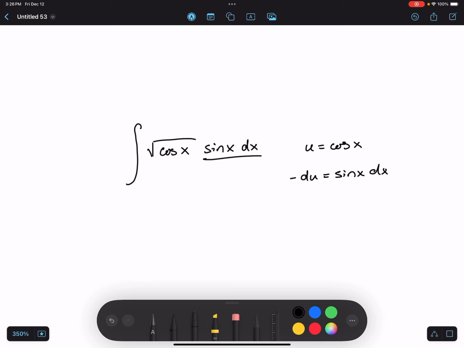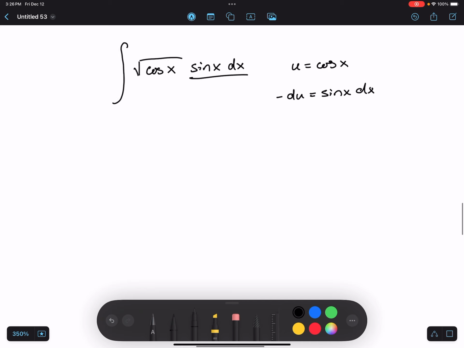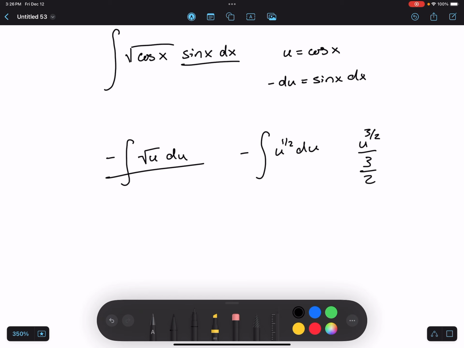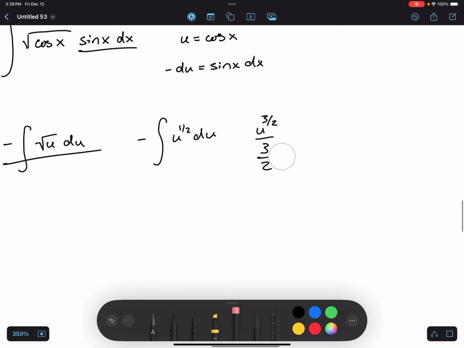We have sine x dx here, and what this should allow us to do is rewrite the integral as negative integral the square root of u du. Now, to solve, we just have to solve this easy integral here. We can rewrite this as the negative integral of u to the 1/2 du. And of course, integrating this would give us u to the 3/2 over 3/2. And then we just flip and multiply this part, and that would give us 2u to the 3/2 over 3.